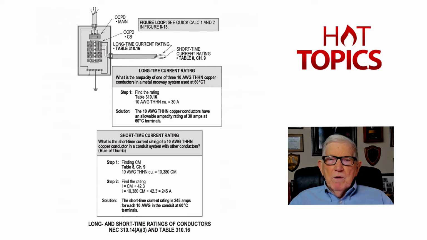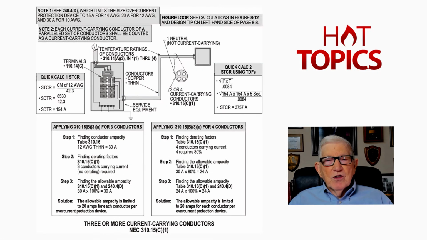But now if we review our table and figure 8-13, notice the quick calc there. You have the circular mill of a number 12 wire, which is 6,530, divided by 42.3, and it would carry 154 amps for 5 seconds, but not any longer than that, or you damage the insulation.